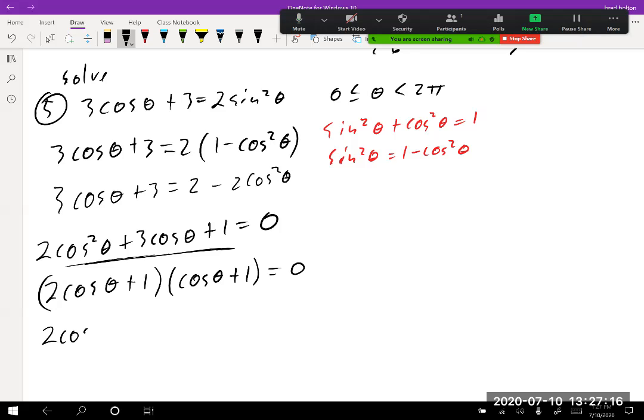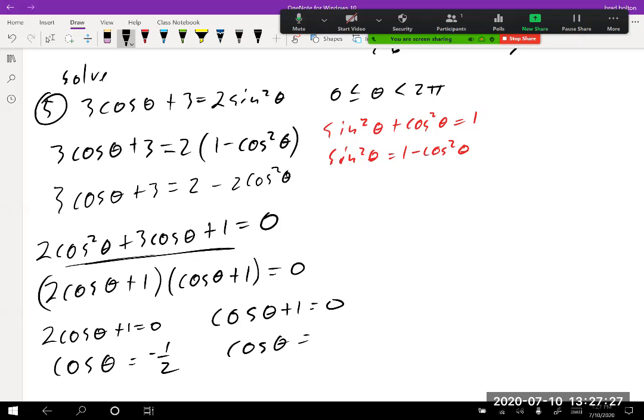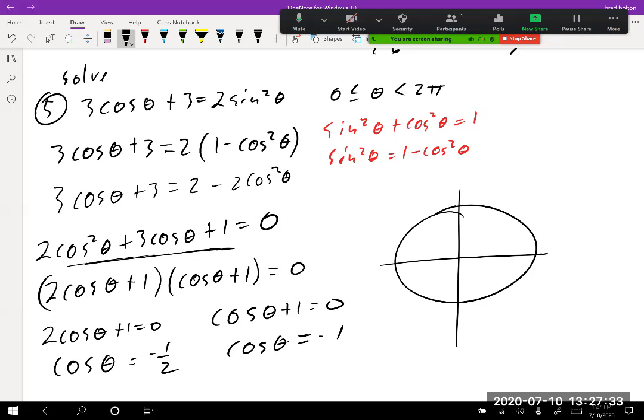So I'm going to set 2 cosine theta plus 1 equals 0, and cosine theta plus 1 equals 0. This will become cosine theta equals negative 1/2. This will become cosine theta equals negative 1. So once again, what you guys should do is draw your unit circle real fast. It should become kind of like a bread and butter thing for you where you just do it instantly.